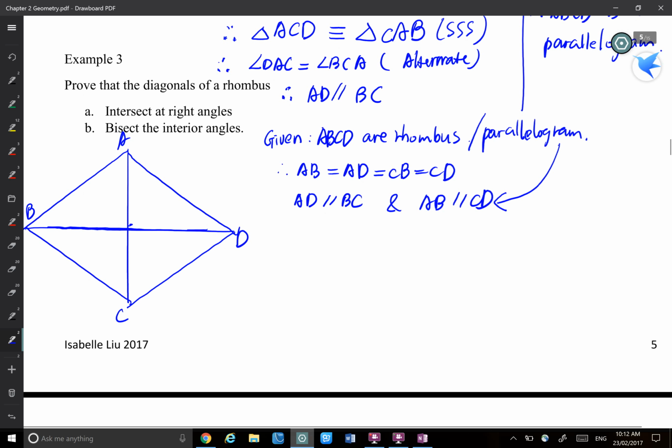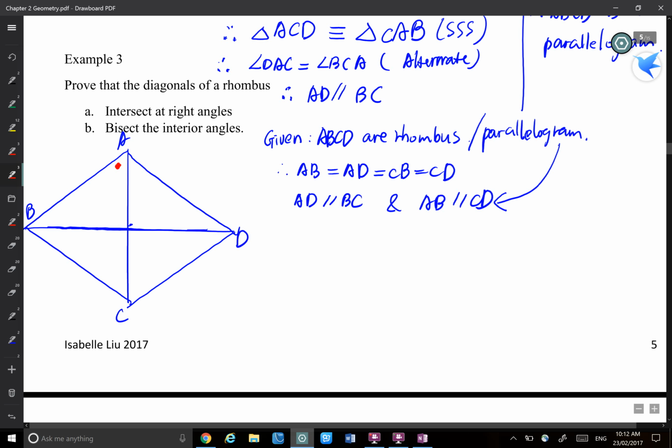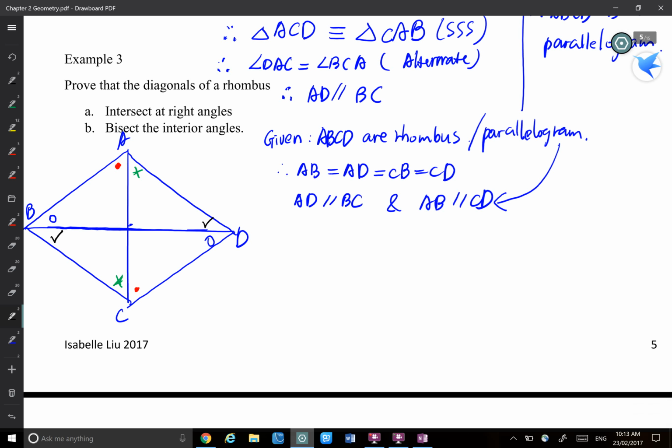Okay, because they are parallel, which angles will be equal? This angle will be equal to this angle. Those two angles will be equal, and this angle will be equal to this angle. You will know this angle equals this angle, and last one, this angle equals this angle. It's all because of the parallel property, the alternate angles.